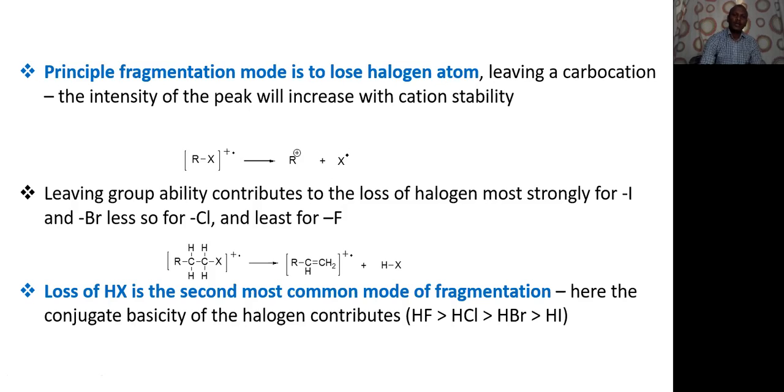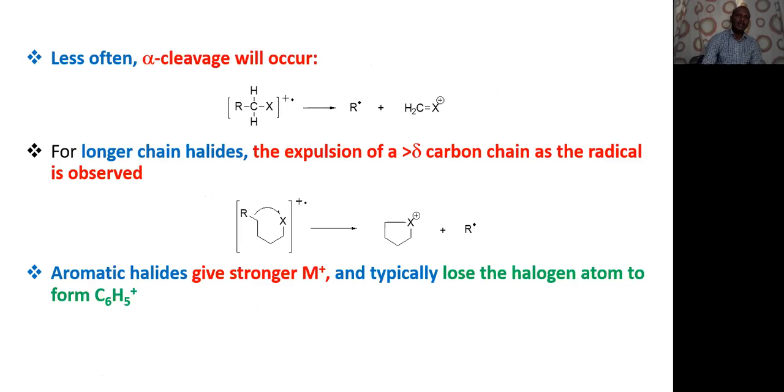So these are the two modes of fragmentation which happen with halides. The first one is loss of halide as a radical, the second is loss of hydrogen halide as a neutral molecule. Sometimes there is another one: alpha cleavage, whether it is radical site initiated or whatever it may be, and you have the loss of the alkyl side chain as a radical.